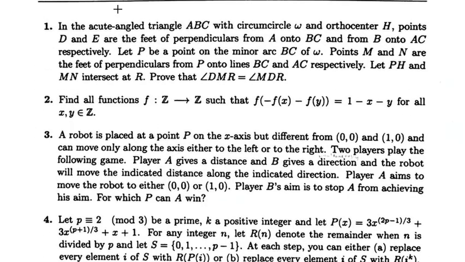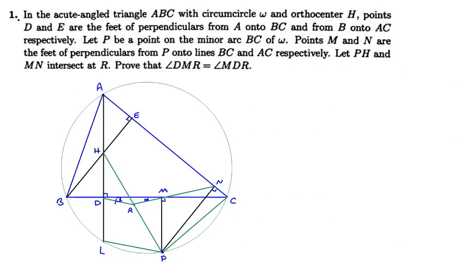Okay, problem number 1. In the acute angle triangle ABC with circumcircle omega and orthocenter H, points D and E are the feet of perpendiculars from A onto BC, D here, and from B onto AC, respectively. Let P be a point on the minor arc BC of omega, for example here. Minor arc means here, P.